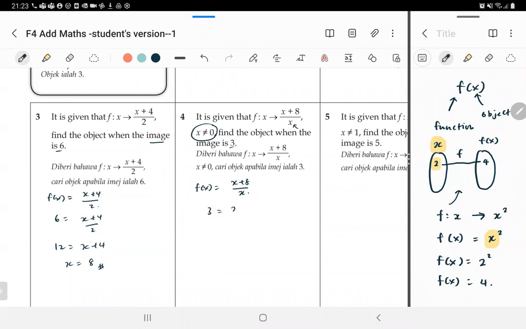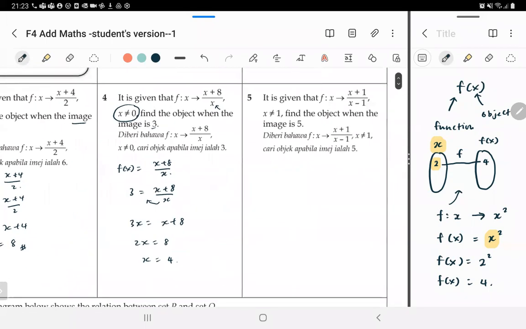So now image is 3. So 3 equals (x plus 8) over x. So move the x over there. 3x equals x plus 8. So 2x equals 8. And then you get x equals 4. All right.